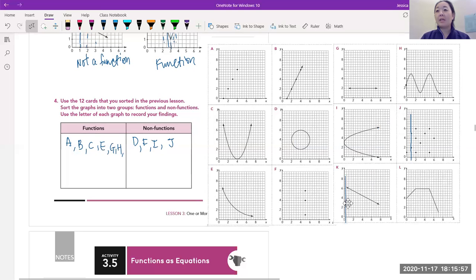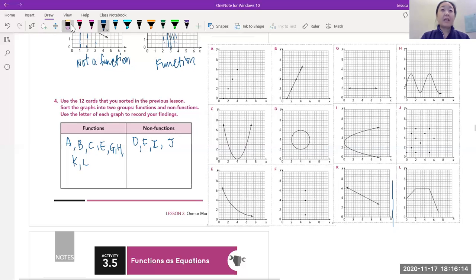So here's K. Yep, only crosses it once at any given point. And what about L? Yep, L too. So both of them are functions. So K and L.